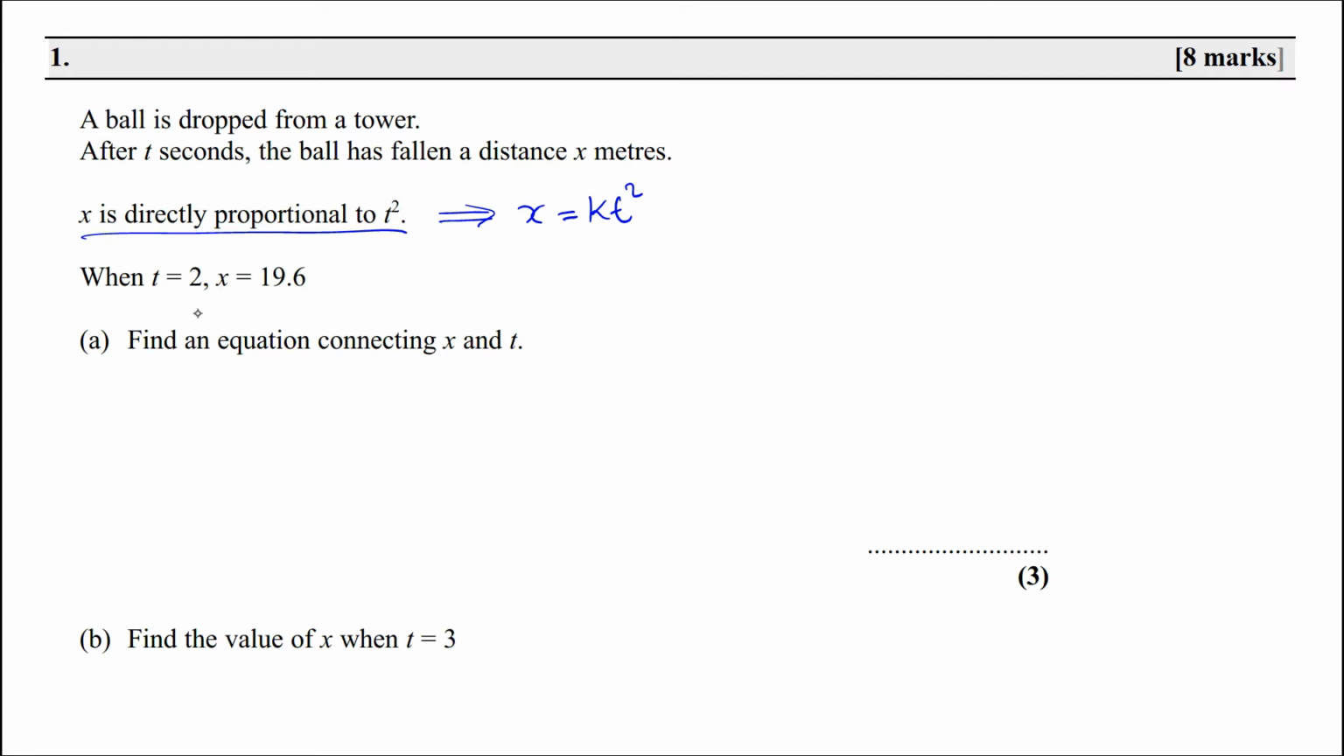Now, what we need to do is to find an equation connecting x and t. So the first thing is to substitute these points here. In place of x, we have 19.6. In place of t, we have 2. And then you just solve for k. So 19.6 will be equal to 4k. So k will be equal to 19.6 divided by 4. And k will be equal to 4.9.